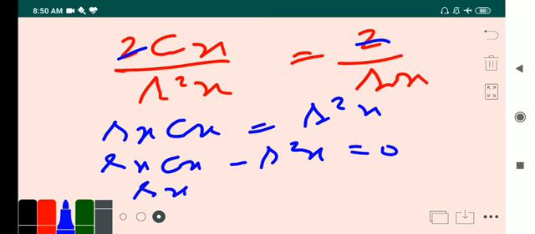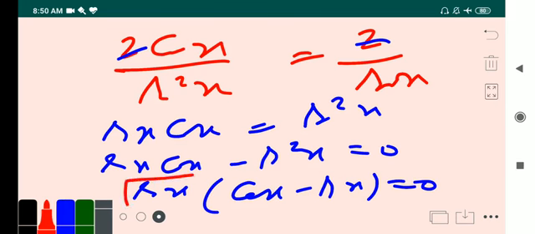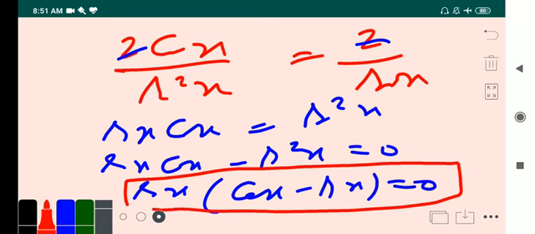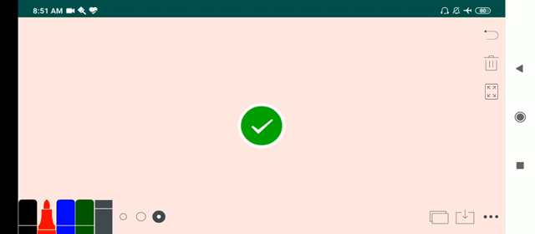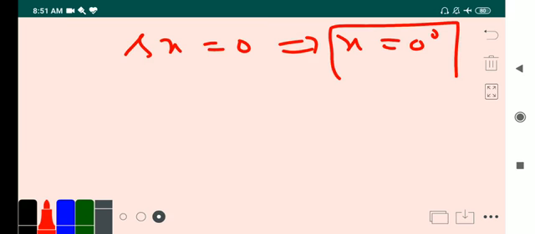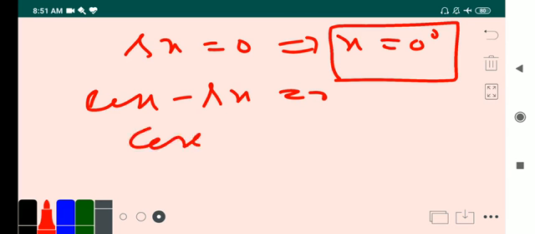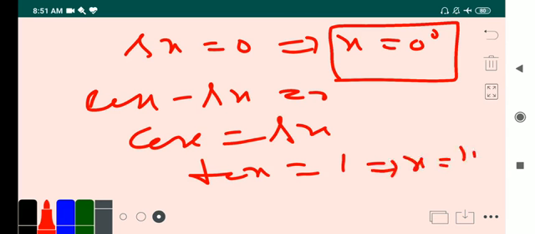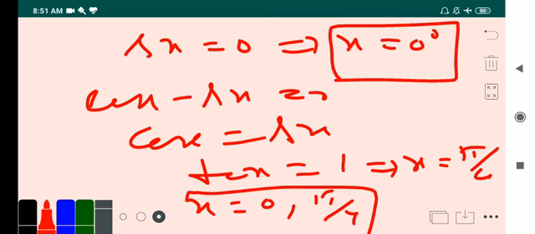If we take sin x common, we have sin x into cos x minus sin x equal to 0. So we can write either sin x equal to 0 or cos x minus sin x equal to 0. If sin x equal to 0, this implies that x equal to 0 degree. And if cos x minus sin x equal to 0, this implies that cos x equal to sin x, or tan x equal to 1, so x equal to pi by 4. So we have two solutions, x equal to 0 and x equal to pi by 4, for this equation.